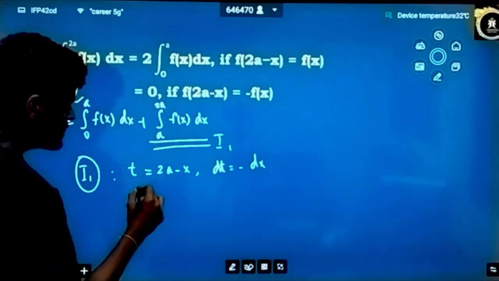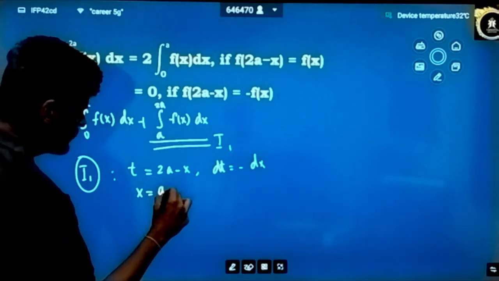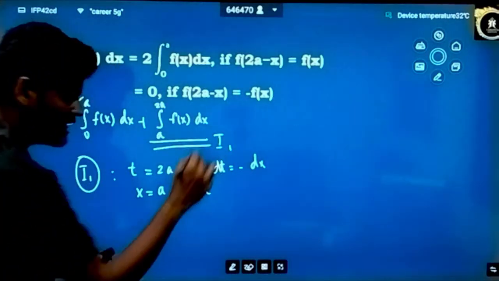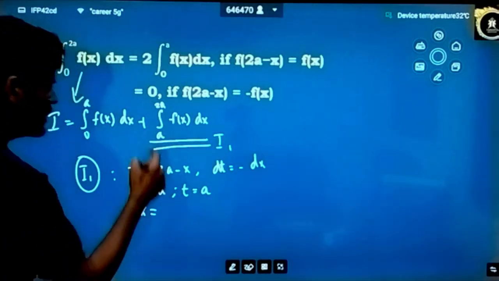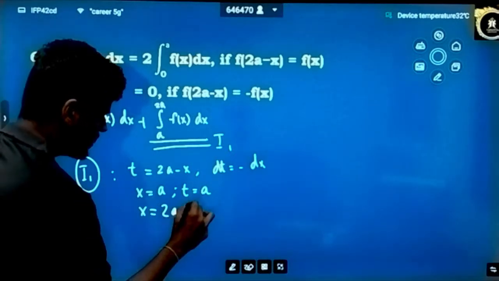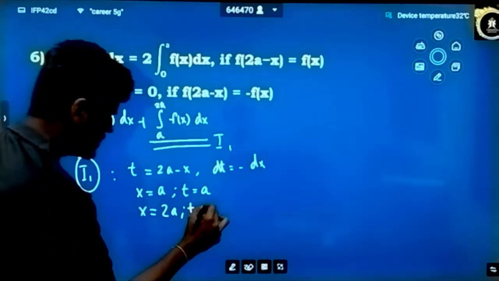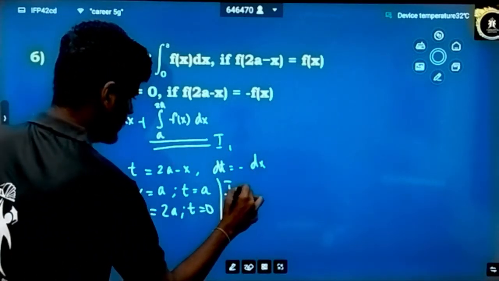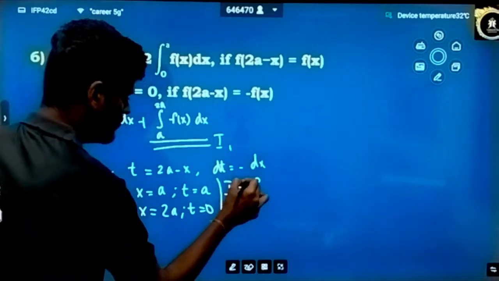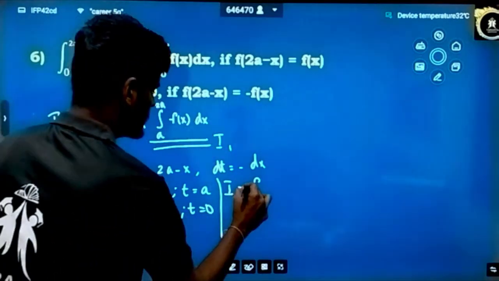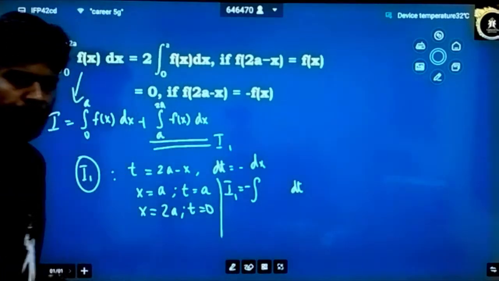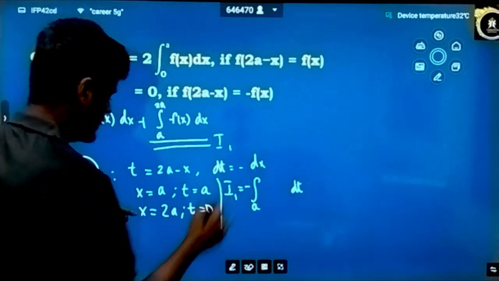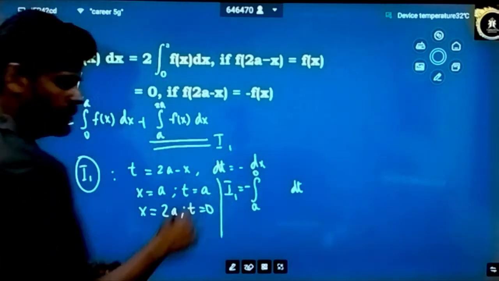Change the integral limits. When x is equal to a, t will be equal to 2a minus x, that is 2a minus a, which is a. When x is equal to 2a, t will be 2a minus 2a, that is 0. That means I1 will become the integral of minus dt, since dx is minus dt. The limits: when x equals a, the answer is a. When x equals 2a, the answer becomes 0.